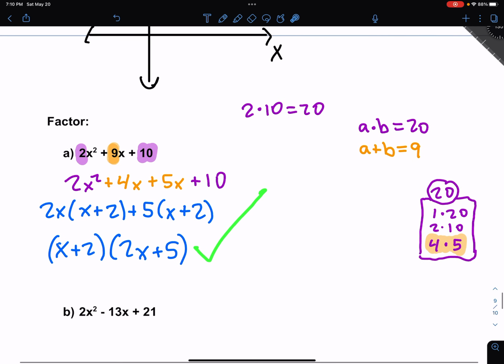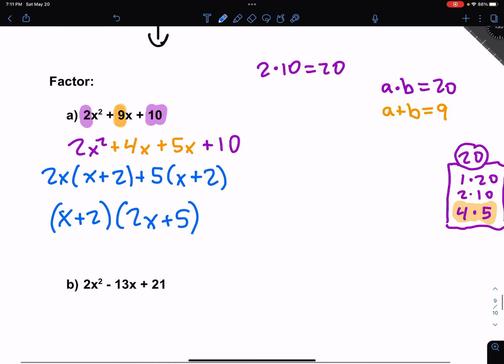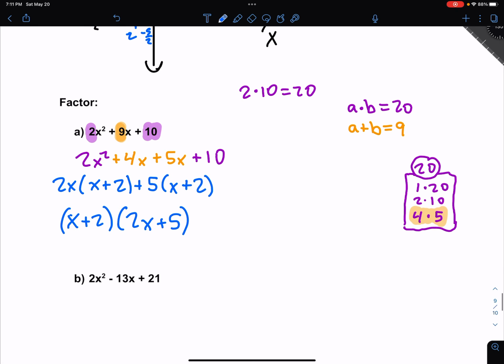And if you were trying to find your intercepts, this would help you, because then you'd know that when x is negative 2, y is going to be 0. And when x is negative 5/2, you get a 0. But I'm not asking you to do that. I just want to see if you guys can factor by grouping for extra credit here.